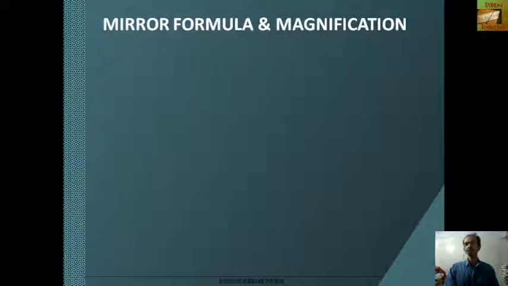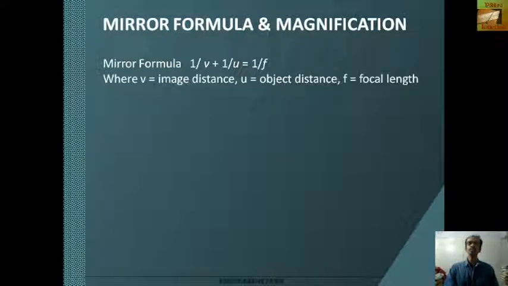Now, mirror formula and magnification. These two are the important formulas in case of spherical mirrors. The mirror formula is given by 1/v + 1/u = 1/f, where v is the image distance, u is the object distance, and f is the focal length of the mirror. Here image distance means the distance at which the image is formed from the pole. The object distance is the distance of the object from the pole of the concave mirror.